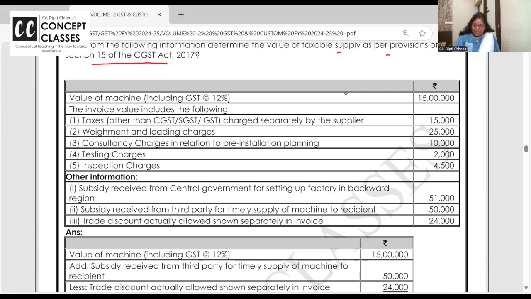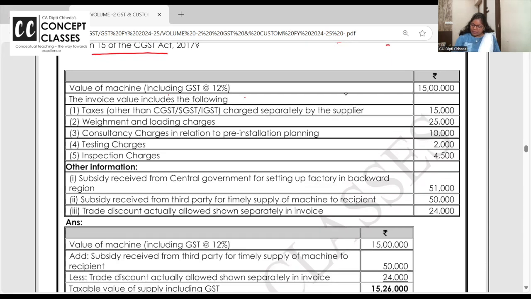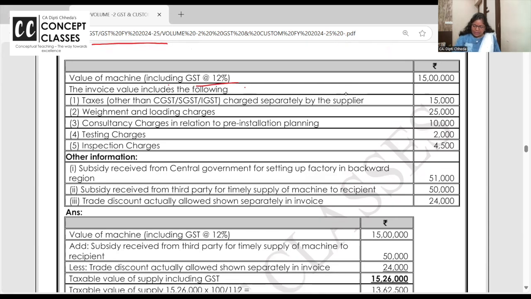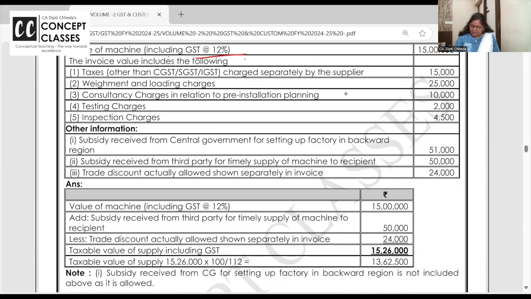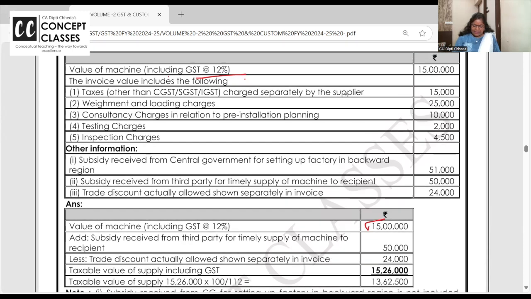Okay. Value of the machine including GST 12% is 15 lakhs. Taxes included other than GST. So, okay, let it be. Anyhow, you have to include weighing charges, consultancy, testing. These are all included already. So, nothing we have to do.